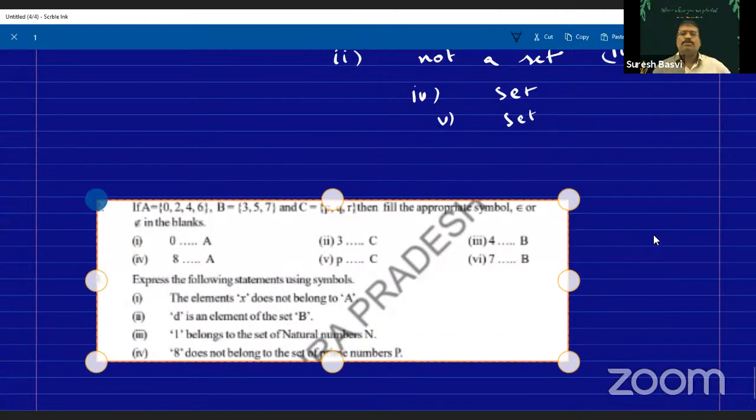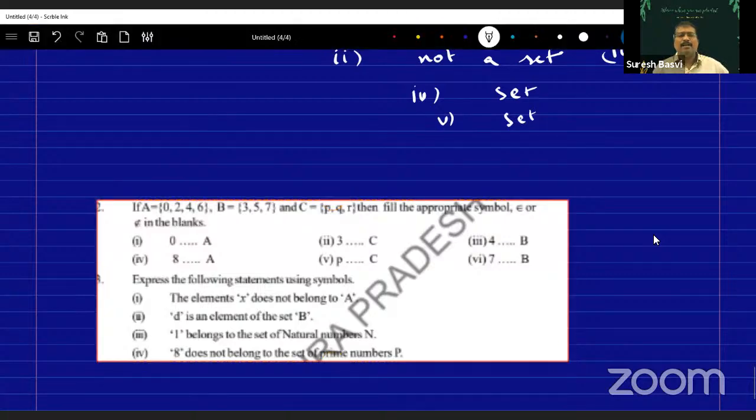If they are in, you write belongs to between the element and the set. We write 1 belongs to N, no doubt about that. We write 0 does not belong to N. N represents the natural numbers. Here A is 0, 2, 4, 6, B is 3, 5, 7, and C is P, Q, R. Then fill in the appropriate symbol: belongs to or does not belong to.